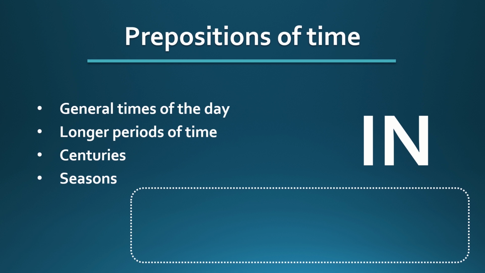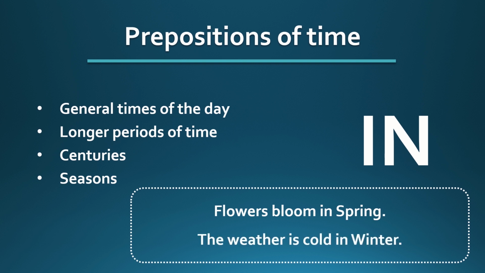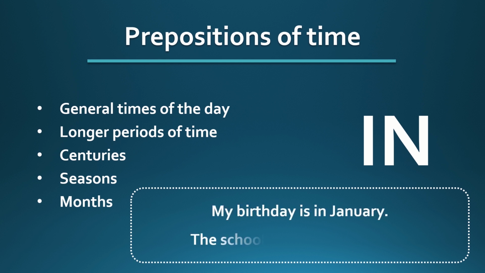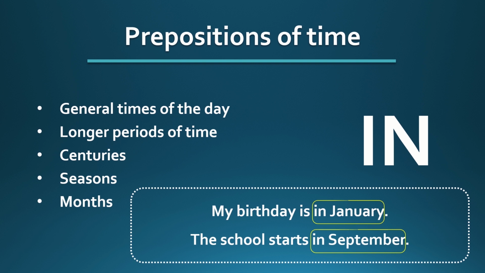Seasons is also talked about using the same preposition. Flowers bloom in spring. The weather is cold in winter. So whenever we want to talk about seasons, we use the preposition in. We use it to talk about months as well. My birthday is in January. The school starts in September.